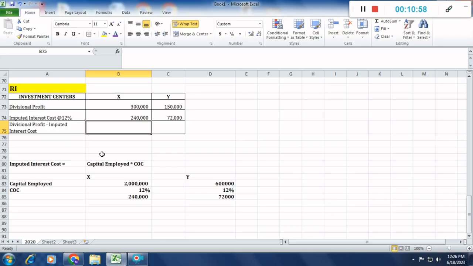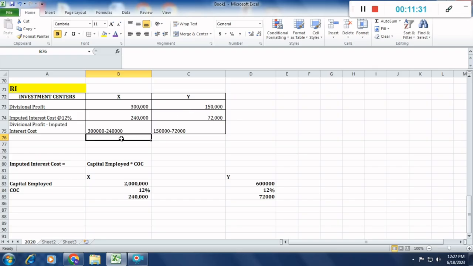Now we can calculate the RI, residual income, for both investment centers. The equation is divisional profit minus imputed interest cost. So for X, 300,000 minus 240,000, and for Y, 150,000 minus 72,000. So the answer is: RI for X investment center is 60,000, RI for Y investment center is 78,000. This is the answer for this question.